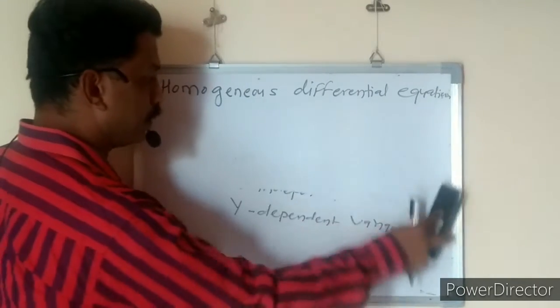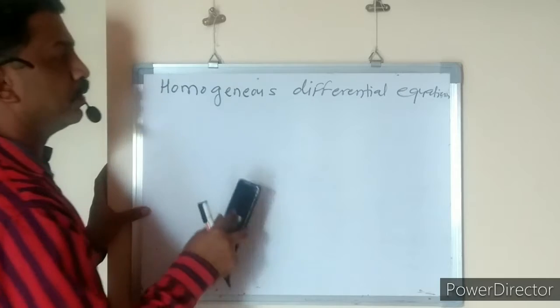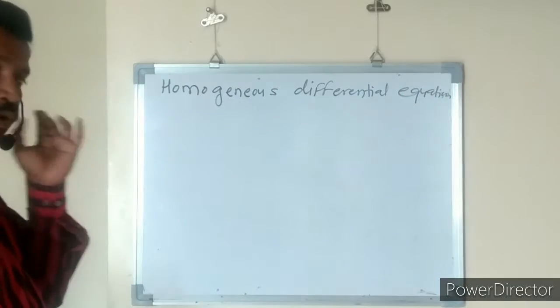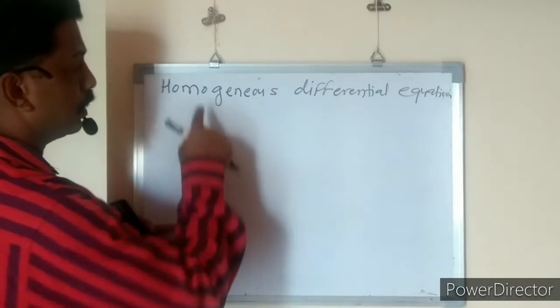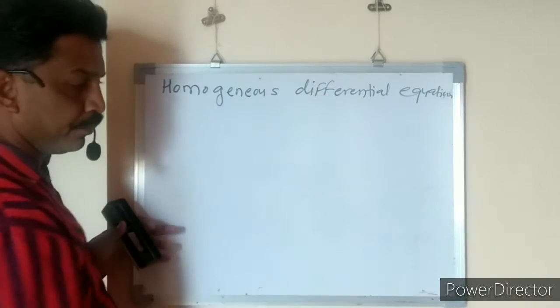Each and every part of that equation, if the term of dependent variable is present, then such type of equation is known as homogeneous differential equation.